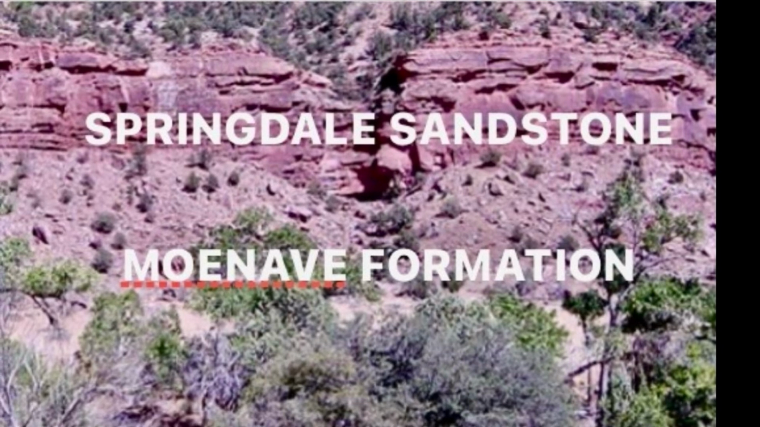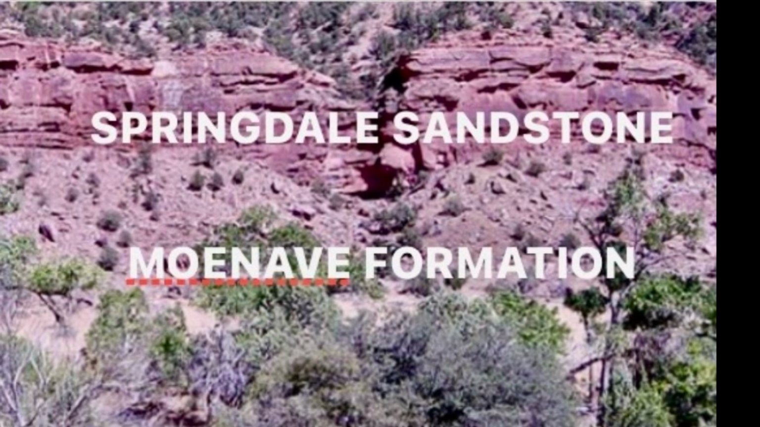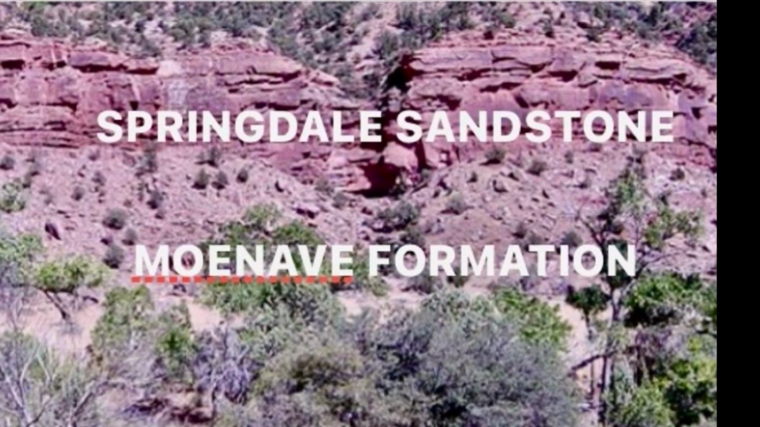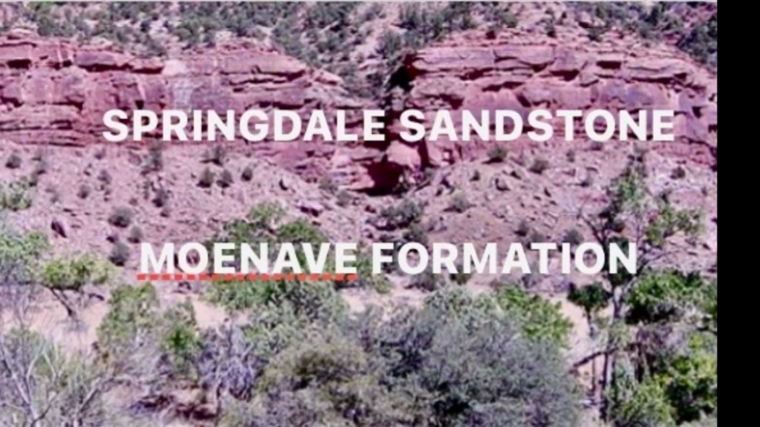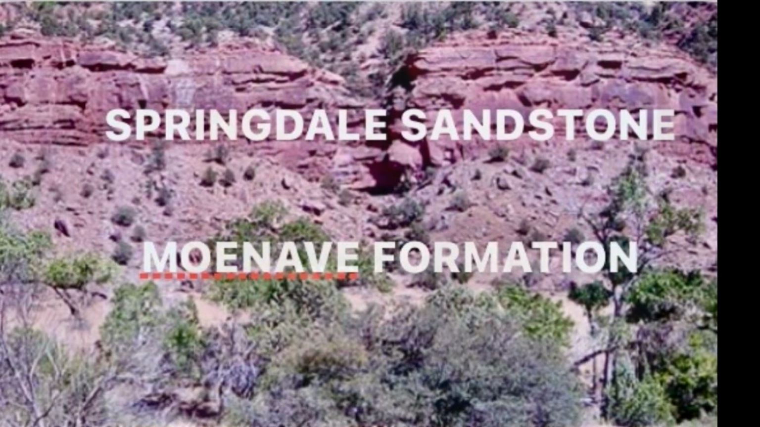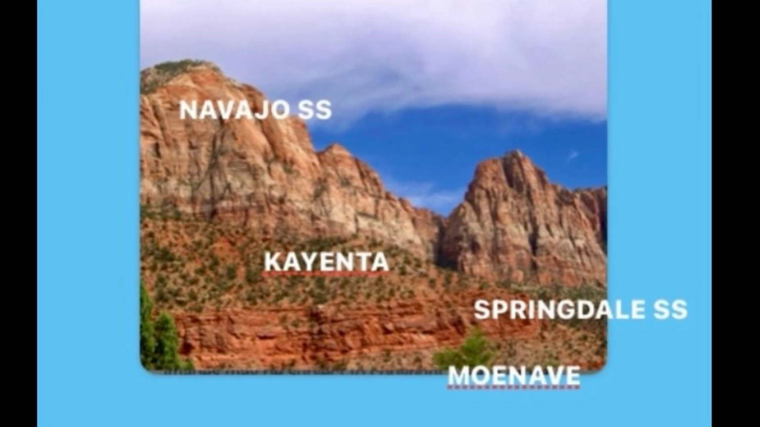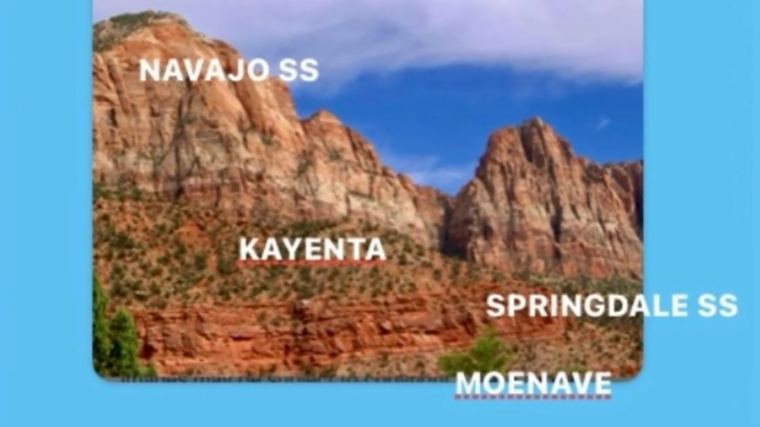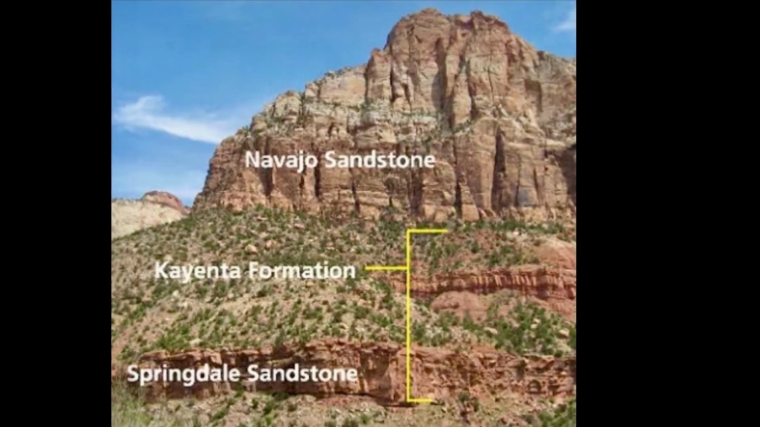Once again, we can easily identify the Springdale sandstone, the second biggest cliff-forming deposit in the valley, and so we know that the Moenave Formation is under it, and the Kayenta Formation above it. Here we have the Navajo on top, so we know Kayenta is under it, and we can easily see the Springdale sandstone that's under Kayenta, and we know that the Moenave is right below Springdale. This one is easy, right?